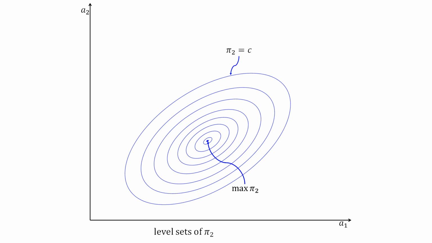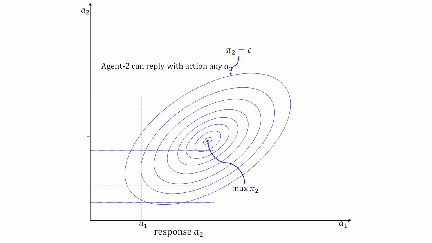Next, let's move on to the payoff of agent 2. So these contours here represent equal payoffs for agent 2, and this point here is the maximum payoff of agent 2. As we move further away from the maximum payoff, this point here, the payoff of agent 2 keeps decreasing with increasing size of the contour. If this is action 1 of agent 1, what should agent 2's best response be? There are different ways in which agent 2 could respond to agent 1's action, and each would fetch a different payoff for agent 2.